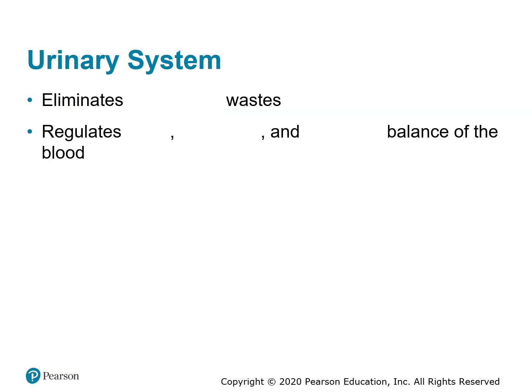Okay? The urinary system eliminates nitrogenous wastes. You can think of the digestive system as eliminating carbon-based waste, while the urinary system gets rid of nitrogenous wastes. It helps you regulate your water content, your electrolyte content, and balance the acid-base composition of your blood.